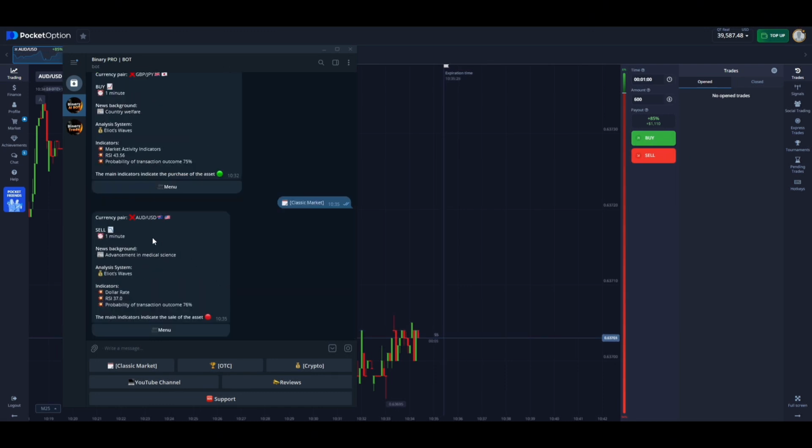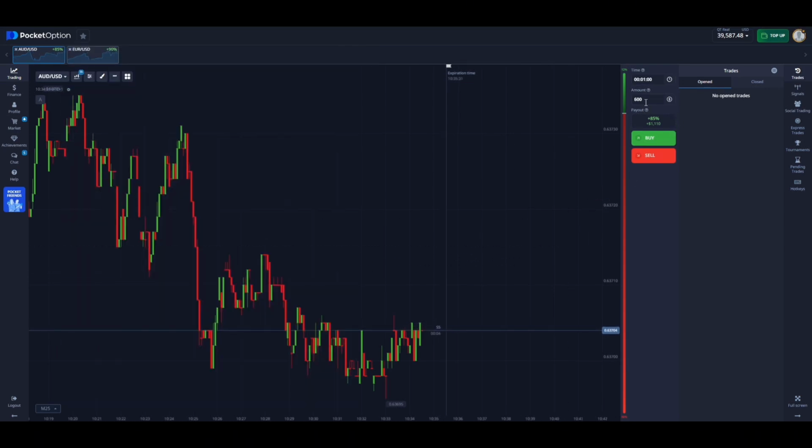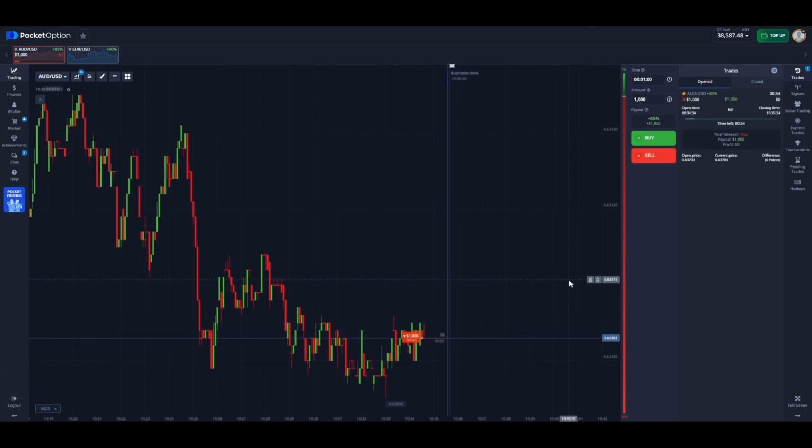I've received a new signal from the trading bot for a sell position, that is, to short the Australian dollar against the US dollar. I'll open the trade for $1,000, increasing the risk since my deposit allows me to do so.